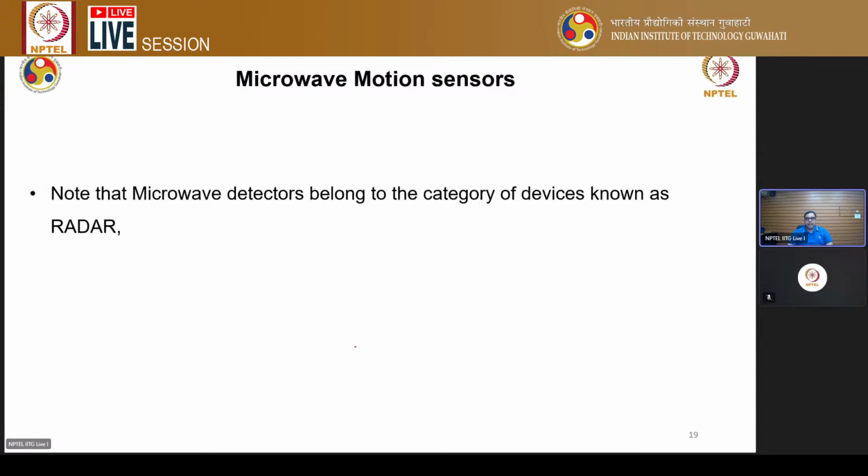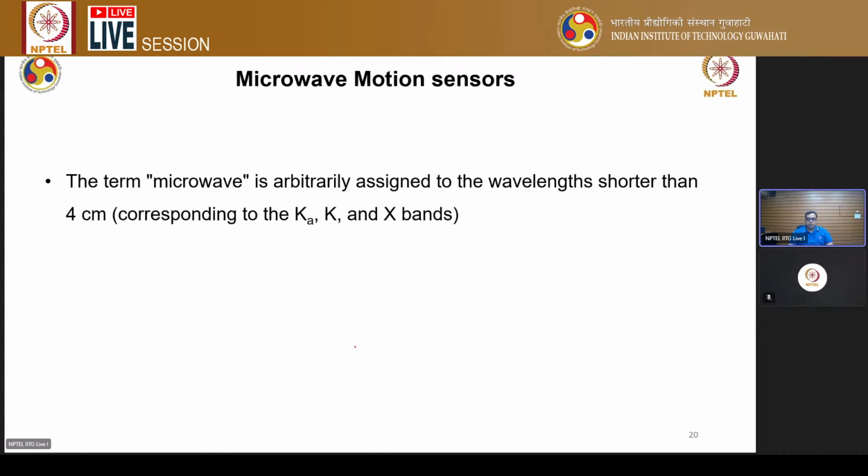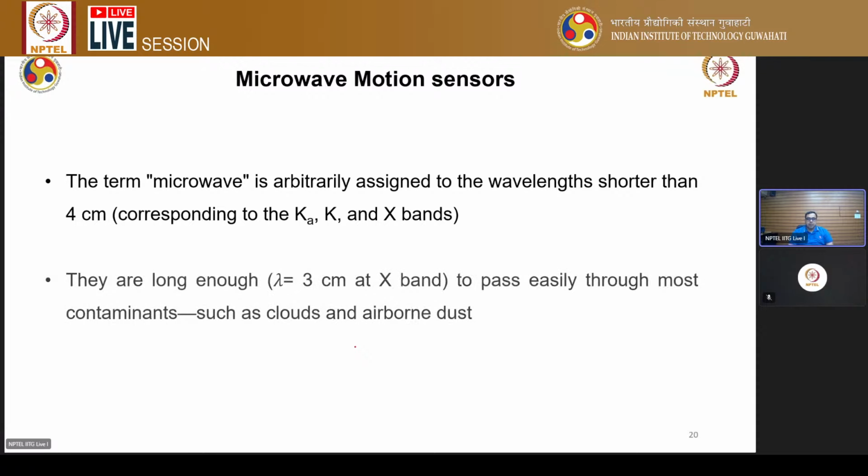Here it should be noted that microwave detectors belong to the category of radar, which we all know in basic terms. The microwaves that we use for motion detection are long enough to pass easily through most of the contaminants in air, be it cloud or dust, and short enough to be reflected by the larger objects which we want to detect.